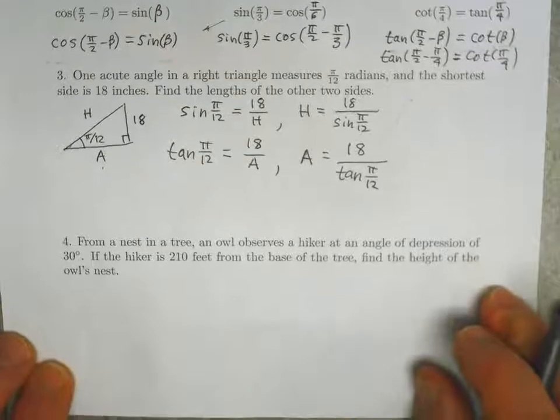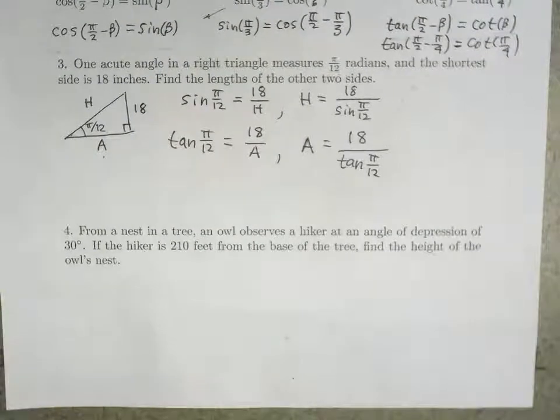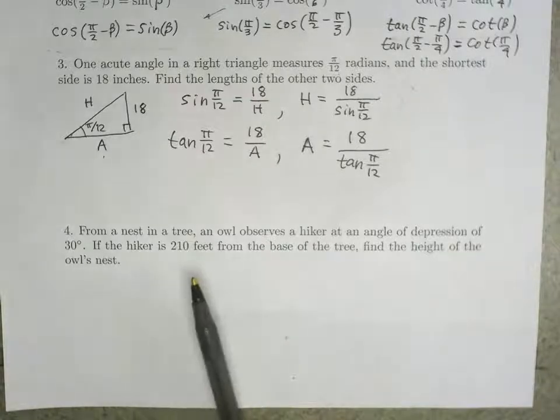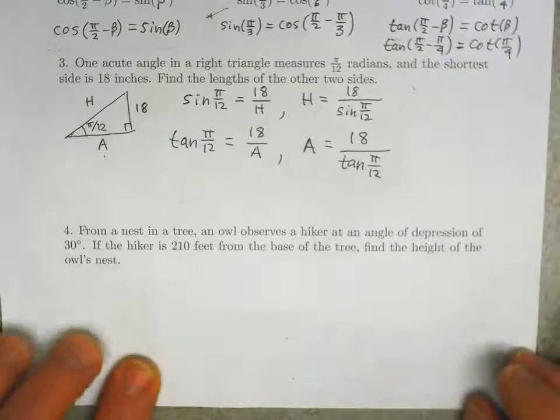Okay, in the next problem, from a nest in a tree, an owl observes a hiker at an angle of depression of 30 degrees. If the hiker is 210 feet from the base of the tree, find the height of the owl's nest.